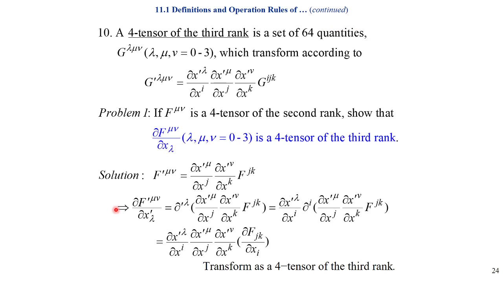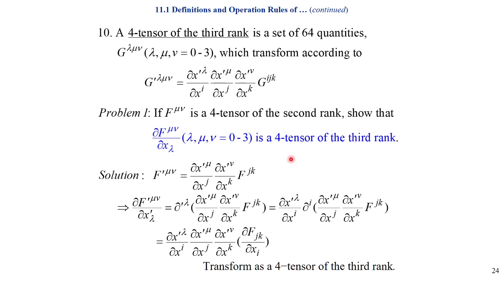A 4 tensor of the third rank. In this case, we have G lambda mu nu. That's the 4 tensor of the third rank. So we have 4 tensors of the zeroth rank, first rank, second rank, and third rank. They still follow the Lorentz transformations. If F mu nu is a 4 tensor of the second rank, then this is a 4 tensor of the third rank. Okay, that's problem 1.